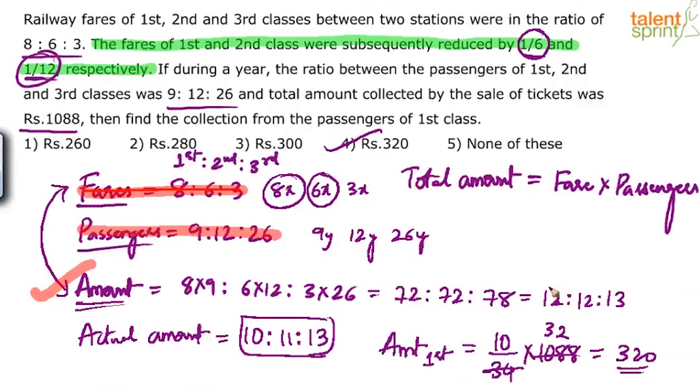So there were total 12 parts. Out of 12 parts, I have to remove 1/6. 1/6 of 12 is 2. So if you reduce by 2, 12 will become 10. Second class fare got reduced by 1/12. So 1/12 of 12 is 1. So reduce 12 by 1. It will become 11. 13 remain as it is. So this is the final ratio. Divide 1088 in this ratio to get an answer. Alright, so your final answer to this question will be rupees 320, which is option 4.